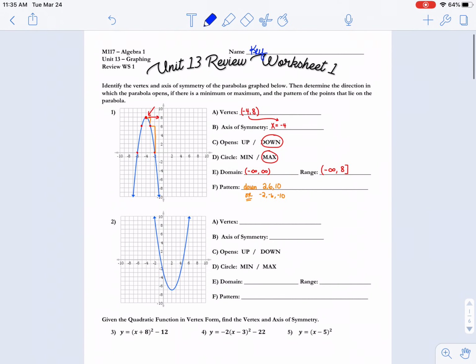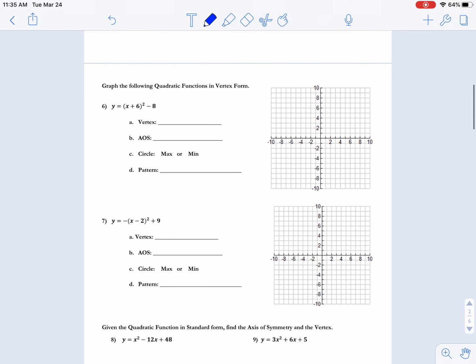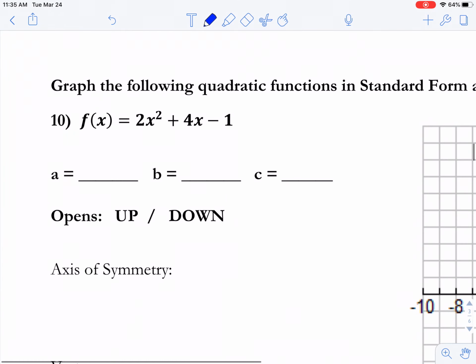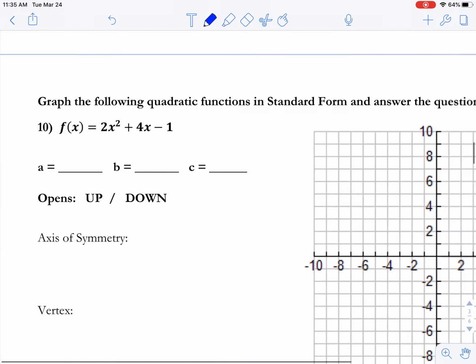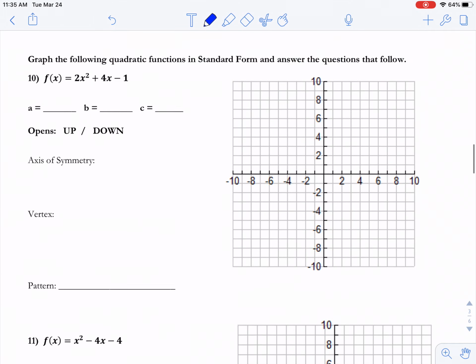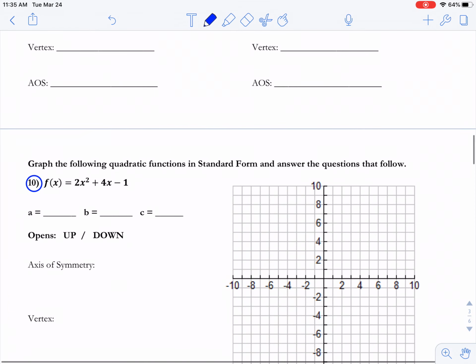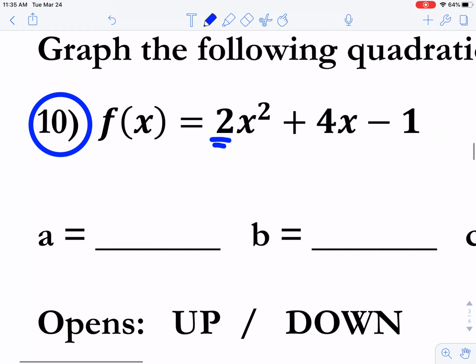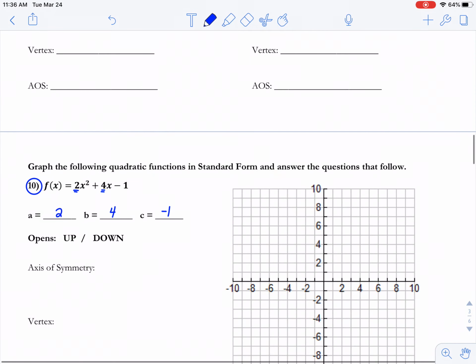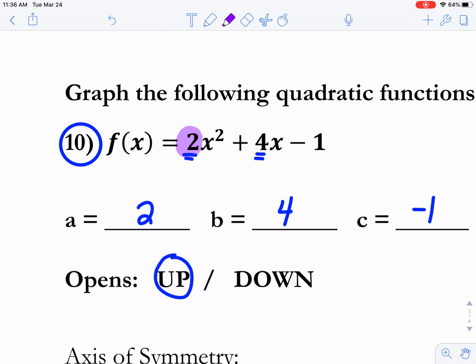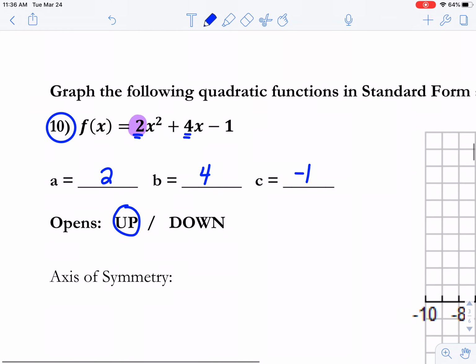I am going to be doing a graphing problem with you guys today, particularly in standard form. So I am going to do number 10 with you, and again, this is from your review worksheet. What we should have learned in this unit is that the A value is 2, B value is 4, C value is -1. This is going to open up, because my A value is positive.